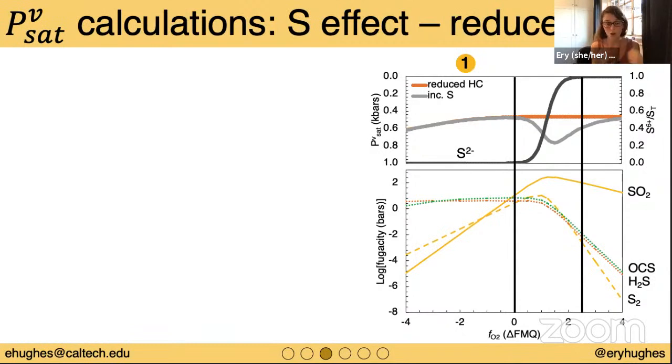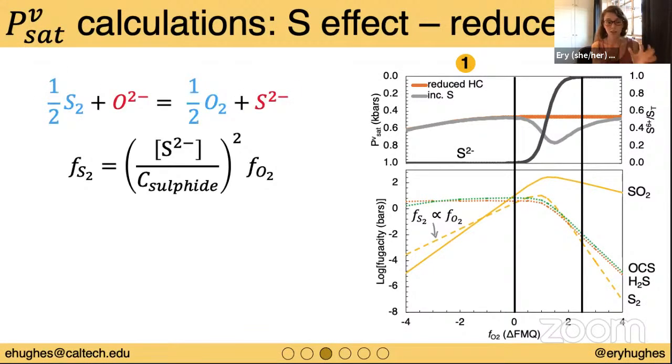Firstly, at low oxygen fugacities, our melt is dominated by S2-. And this means the reaction that's controlling the solubility of sulfur is this one here, which I'm showing. And this means that the sulfur fugacity is directly proportional to the oxygen fugacity. That's because this S2- concentration is constant, because all of our sulfur is S2- and the sulfur content is constant.